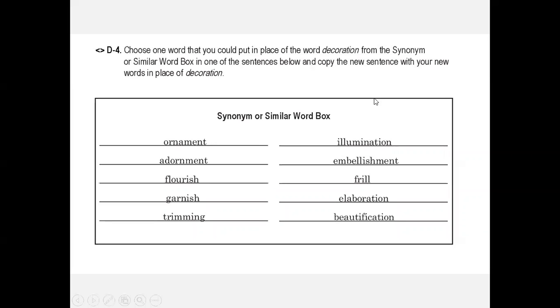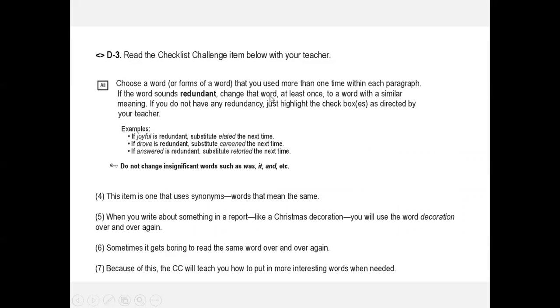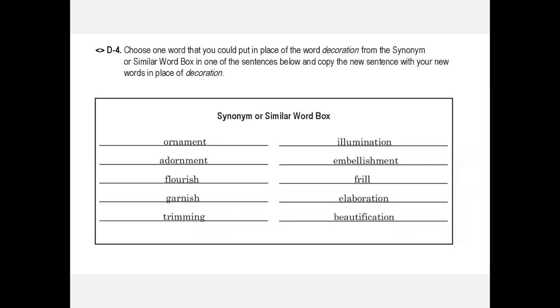Now, this time it is given for them, and these are words that they can use in place of decoration. And this is a word that they're going to use often in their paper. They're going to say, you know, the first decoration that I enjoy is the Christmas tree. The second decoration that my family puts up together every year is the nativity, right? So they're going to be using the word decoration over and over and over again.